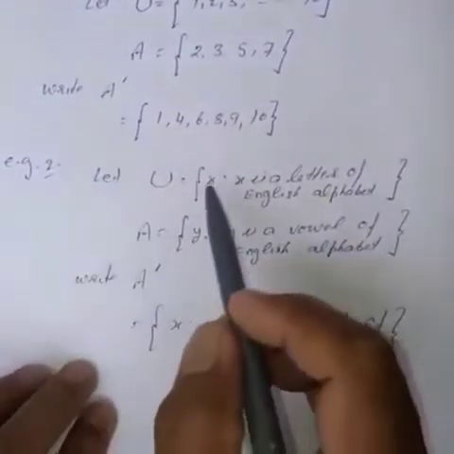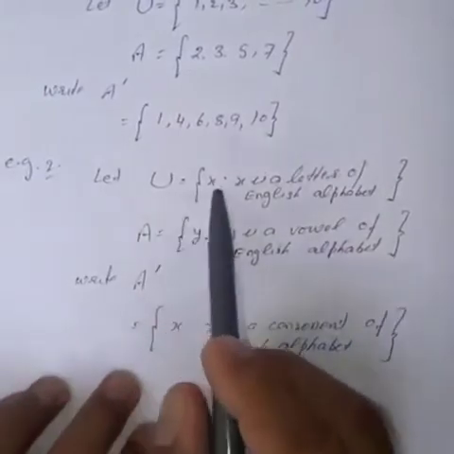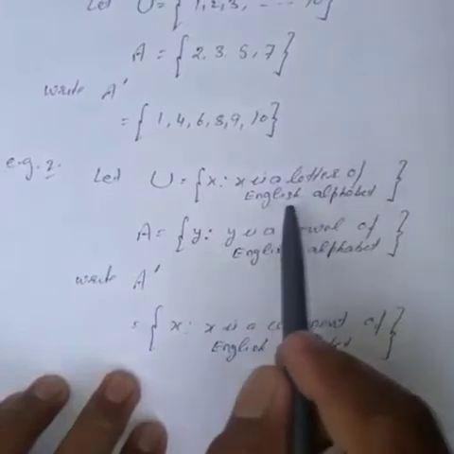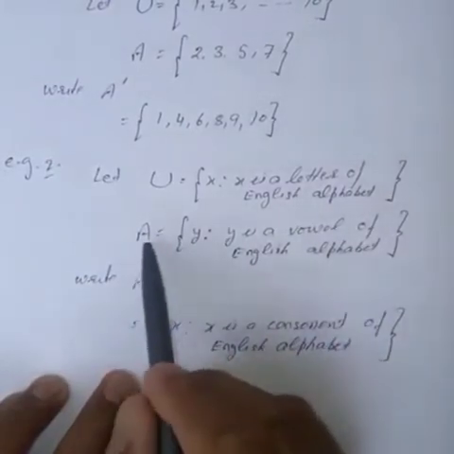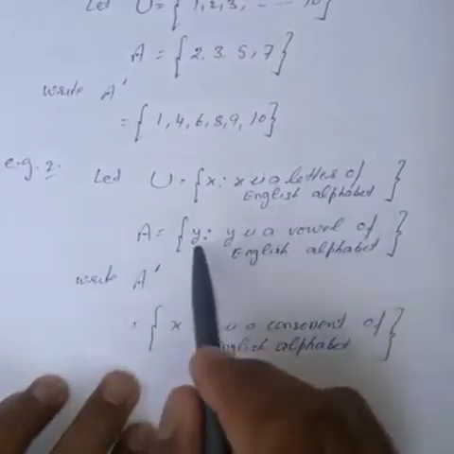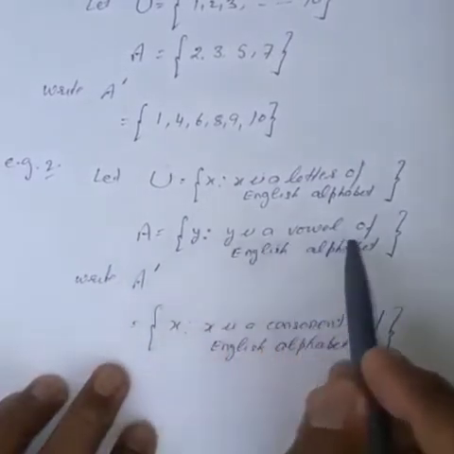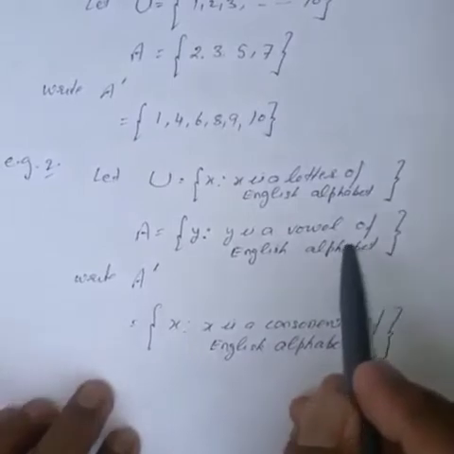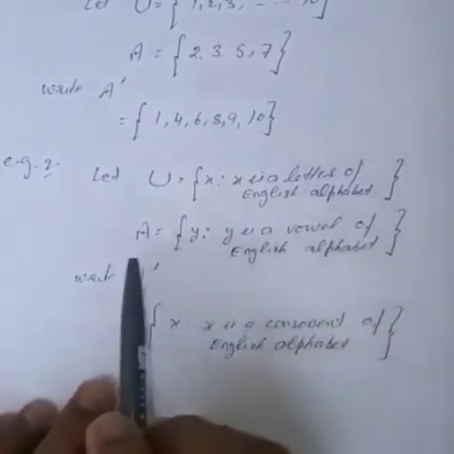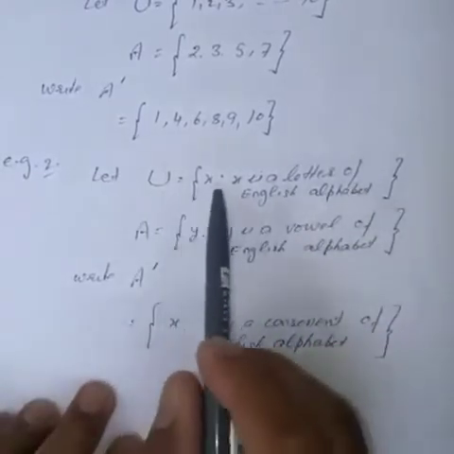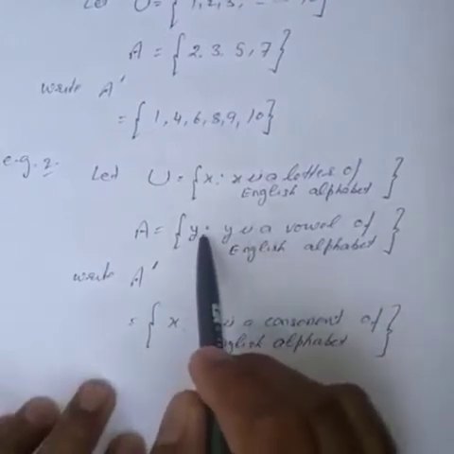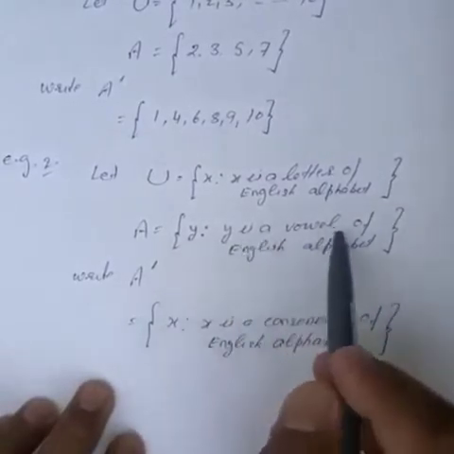You consider another example. Let U be a set of all X where X is a letter of the English alphabet. Now let A be a subset of U, the set of all Y where Y is a vowel of the English alphabet. Now can you write what is A complement? A complement means we have to write down all elements of U which are not present in A. It means write down all alphabets except vowels.